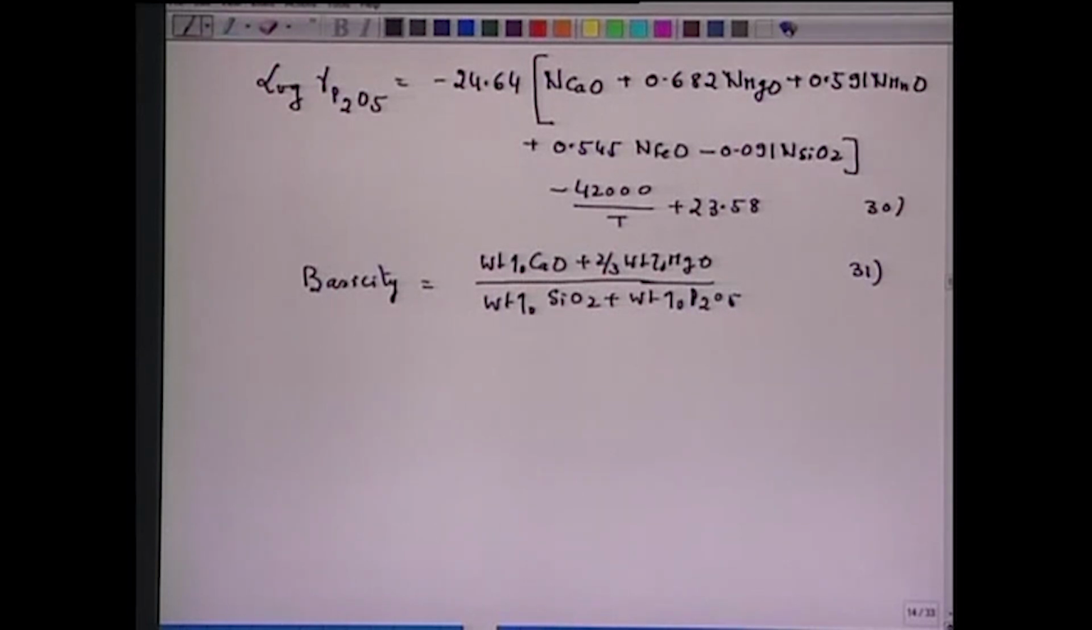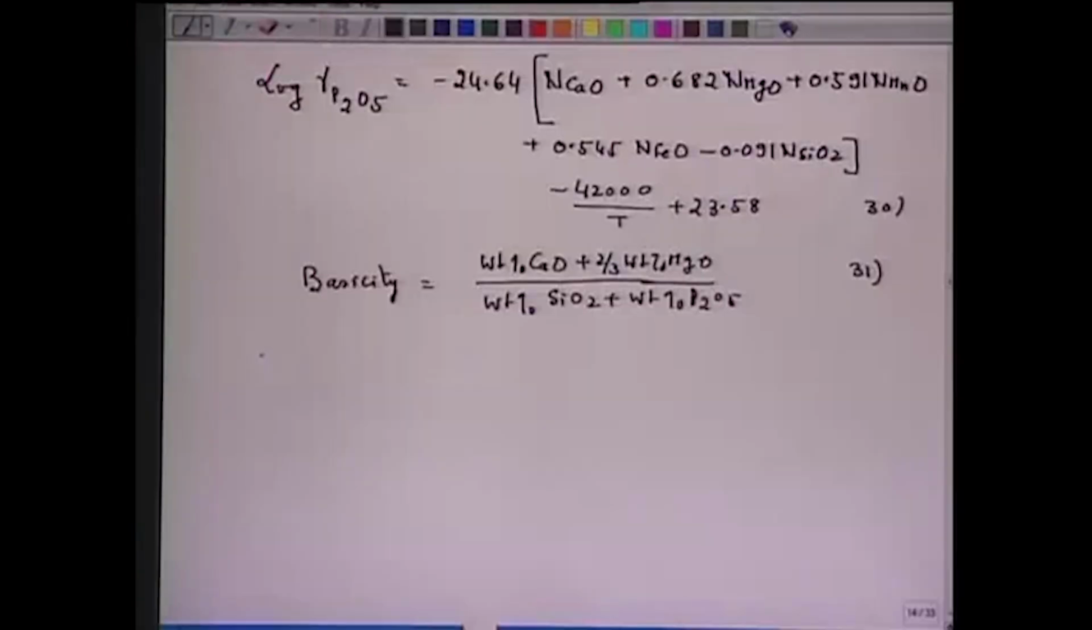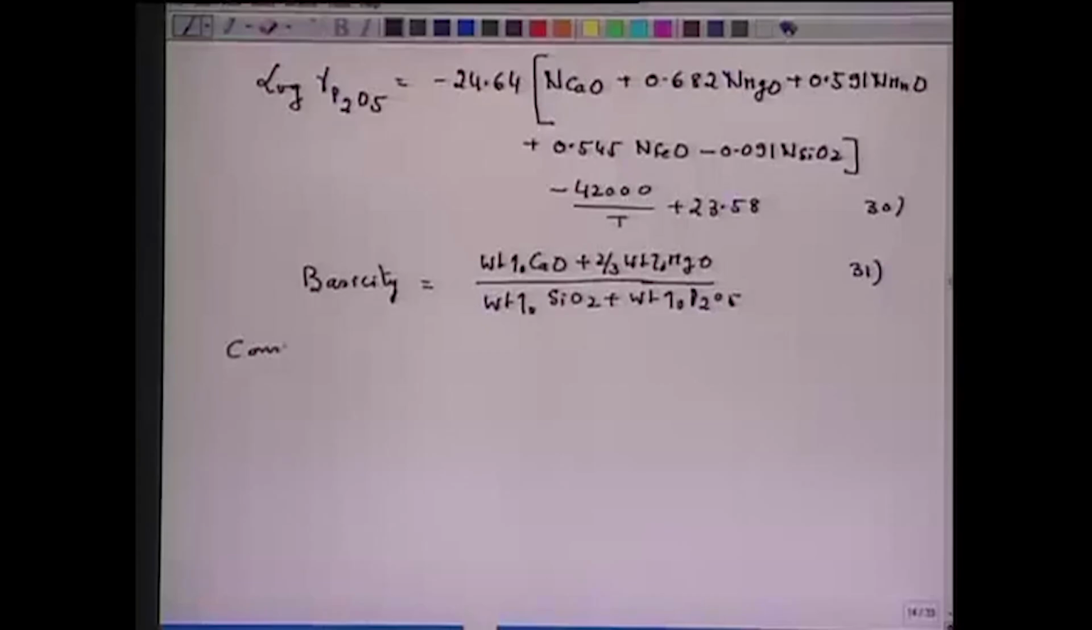This basicity in this particular form expresses the effectivity of different basic oxides on, for example, dephosphorization. As you see from equation 30, MgO is only 0.68 times as effective as calcium oxide, MnO is 0.59 times effective, FeO is of a similar order of magnitude, whereas SiO2 has a negative influence on dephosphorization. This is the important thing. Na2O and BaO are even stronger than calcium oxide, but they corrode the lining and hence are not very often used in practice.